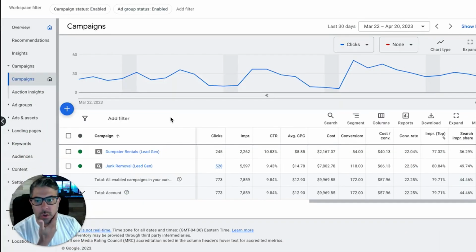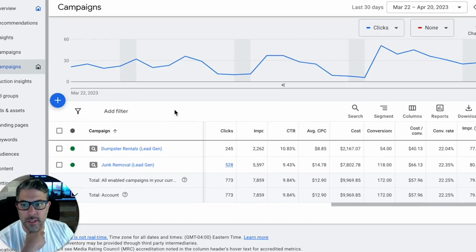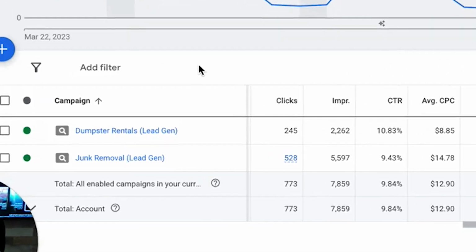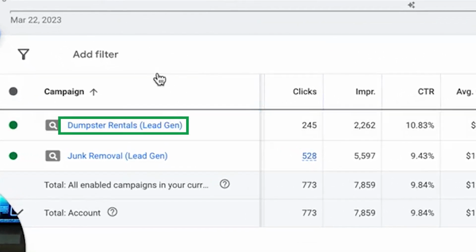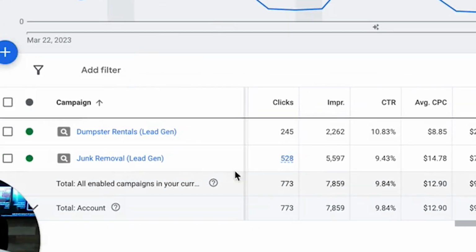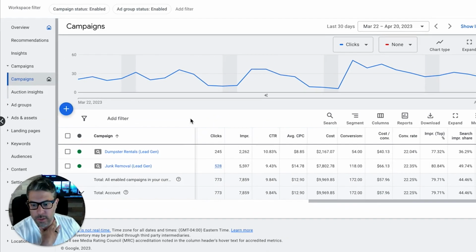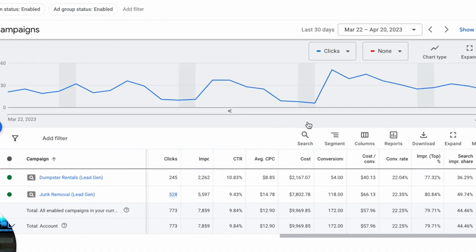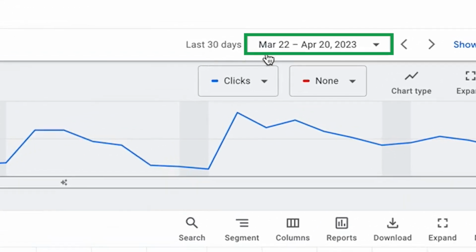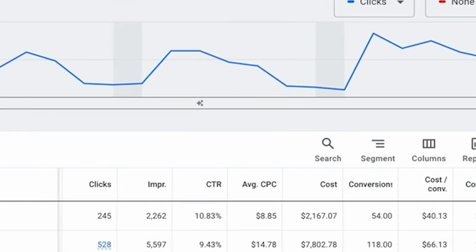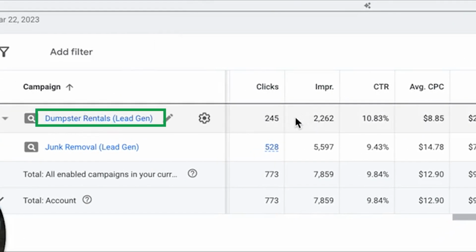Okay, guys. So what you're looking at right now is inside of a live client's Google Ads account. They are running two campaigns with us, a dumpster rental and a junk removal. But for today, we're only going to focus on the dumpster rental. Now, we're looking at the last 30 days of data, March 22nd to April 20th, 2023. And here's the campaign we're going to be focusing on.